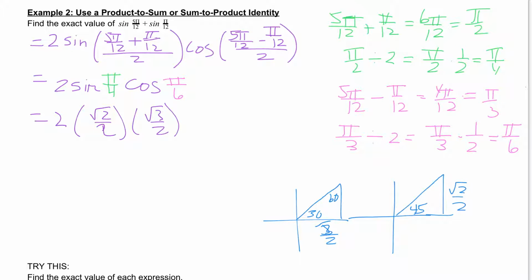And then it's just a matter of multiplying everything together. I can multiply 2 by square root of 2 over 2. These 2's would just cancel out, and I get the square root of 2 over 1 times the square root of 3 over 2. Multiplying across the top, since they're both underneath square roots, we can multiply the 3 and the 2 together to get square root of 6. And then we can multiply 1 times 2, which would give us 2.